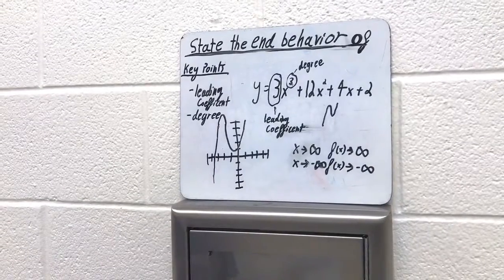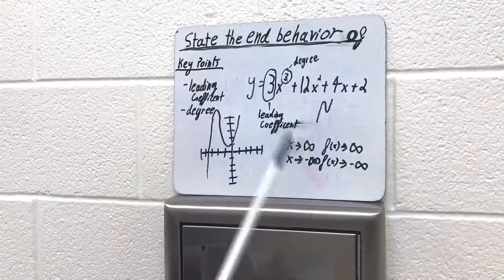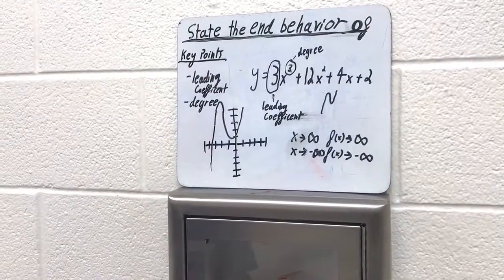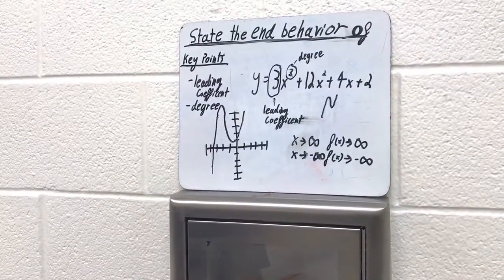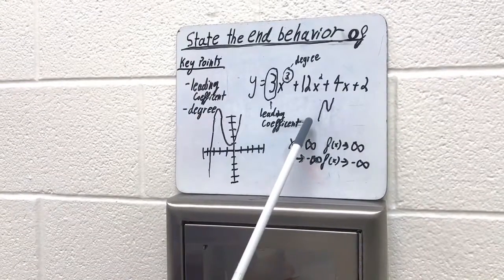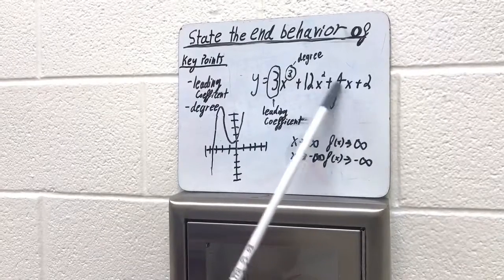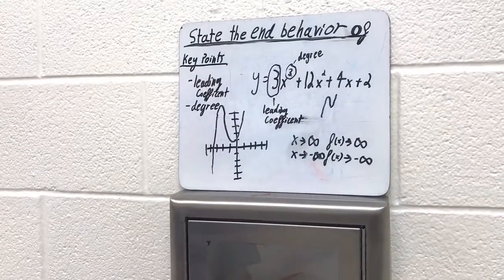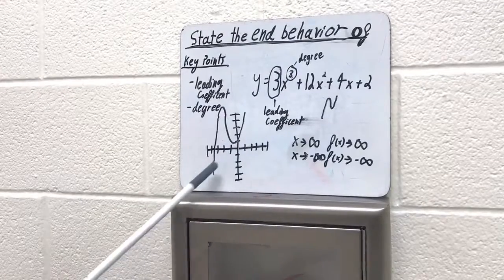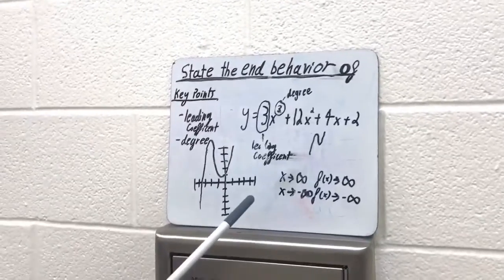Whether the leading coefficient is positive or negative determines which way the graph goes. Once you figure that out, you can find out how the graph is going to look. In this case, it's going to look just like this. Once you get that, you plug it into your calculator, and you should get a graph that looks like that.